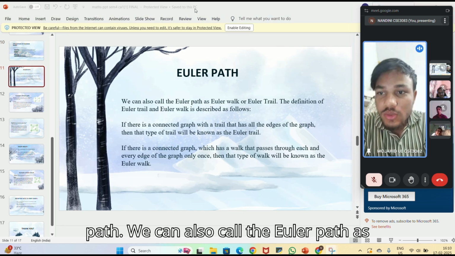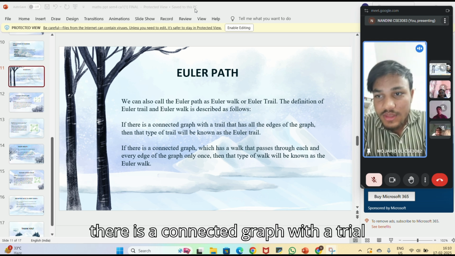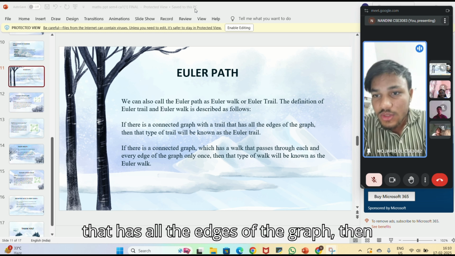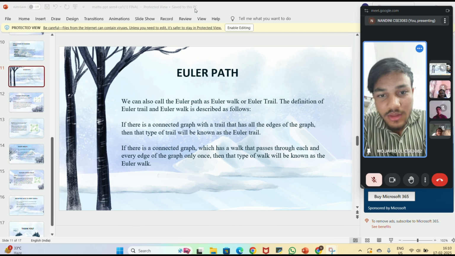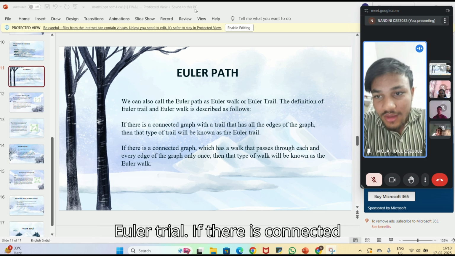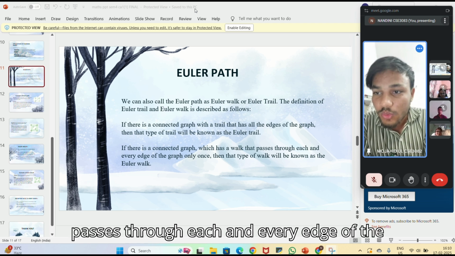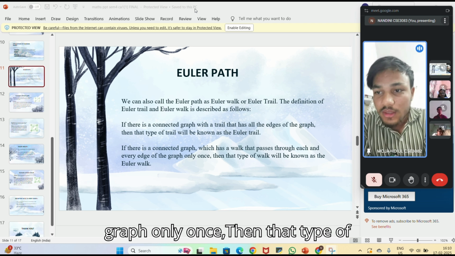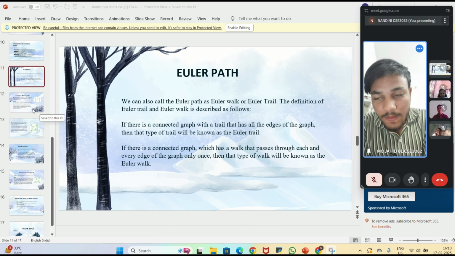Euler path. We can also call the Euler path as Euler walk, Euler trail. If there is a connected graph with a trail that has all the edges of the graph, then that type of trail will be known as the Euler trail. If there is a connected graph which has a walk that passes through each and every edge of the graph only once, then that type of walk will be known as the Euler walk.